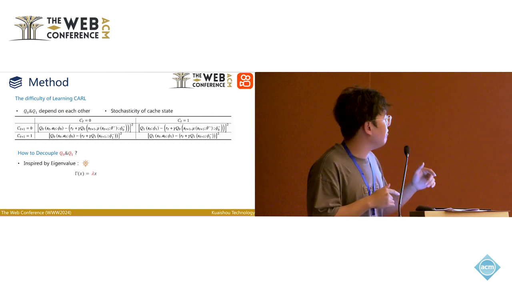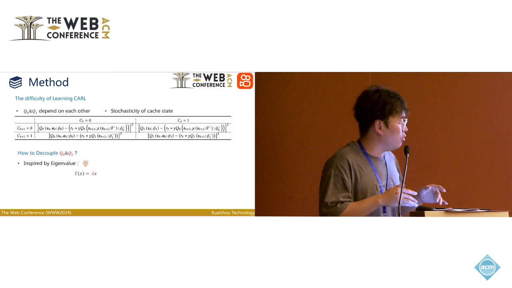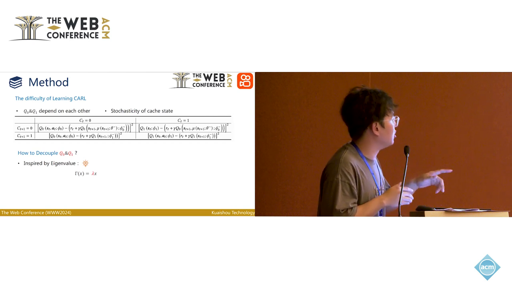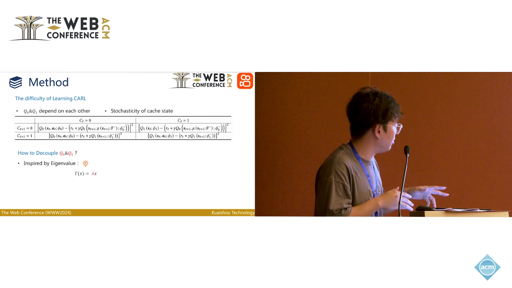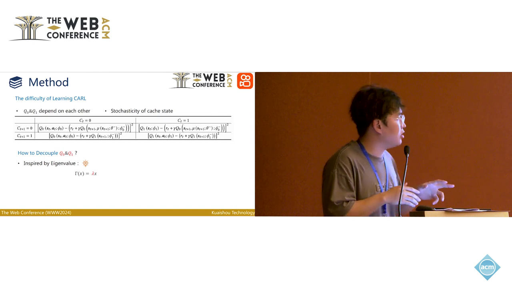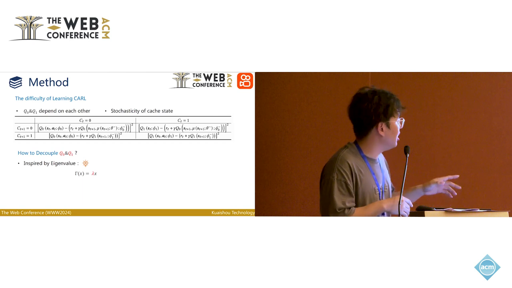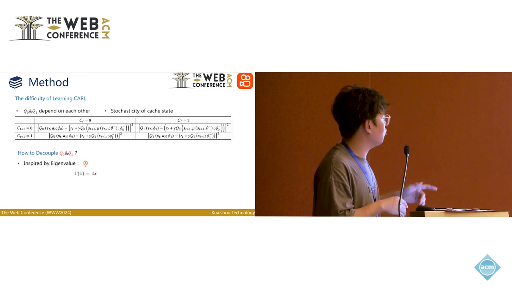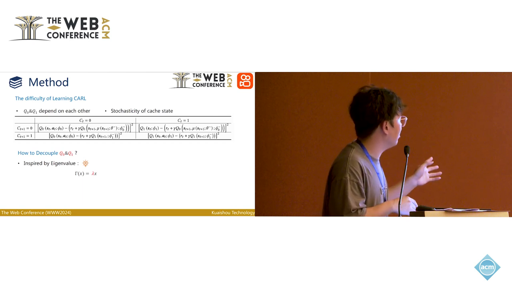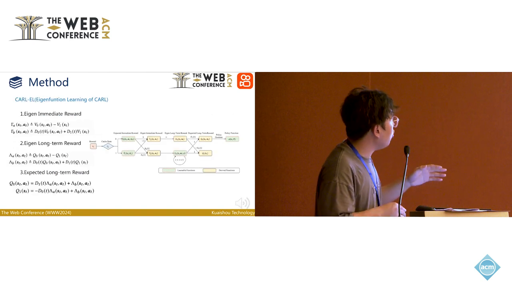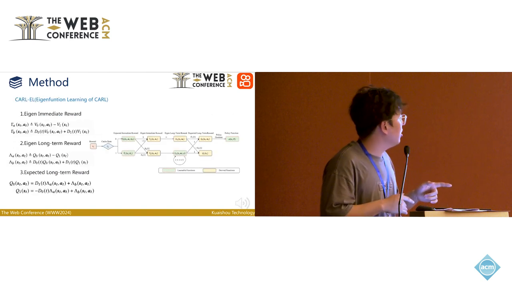So inspired by eigenvalue in a matrix combination, we can say if the two functions are just a linear combination of each other, we can find an eigenfunction or eigenvalue or eigenvector. They're just independent from each other. And we can train like this. So we introduce our eigenfunction way of learning the Kao model.